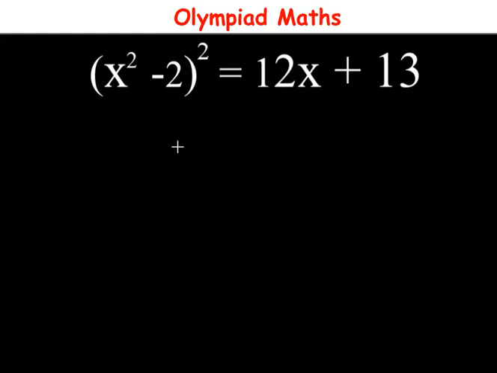Hello everyone, in this video let us solve this question. We have (x squared minus 2) all raised to power 2 equals 12x plus 13, and here we have to solve for the value of x. So x is the unknown we have to solve for. To solve this, solution.